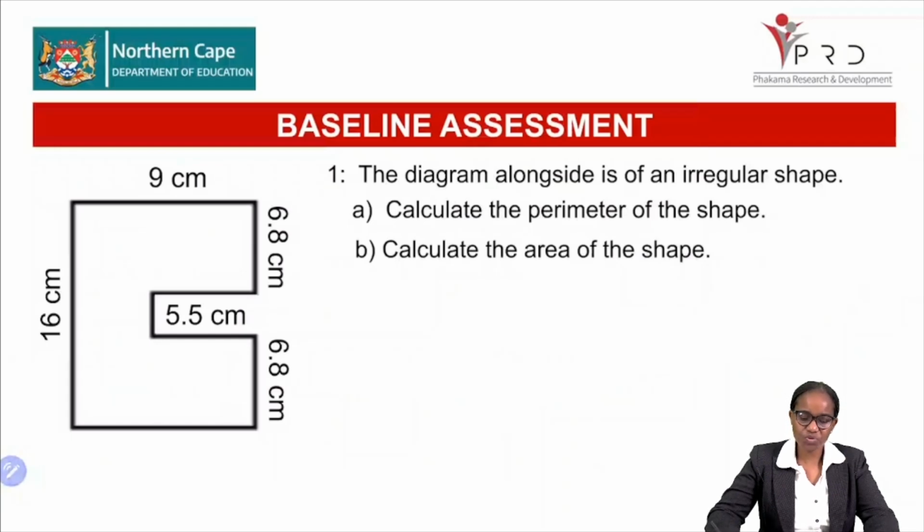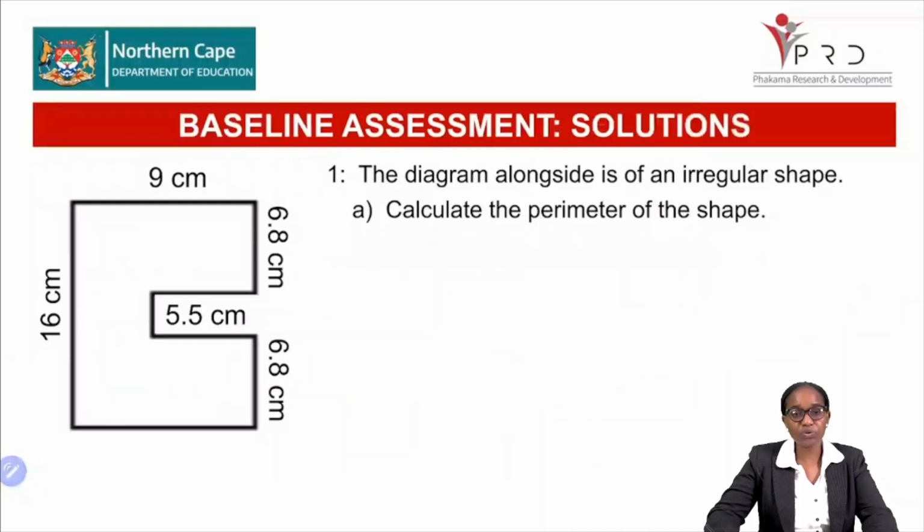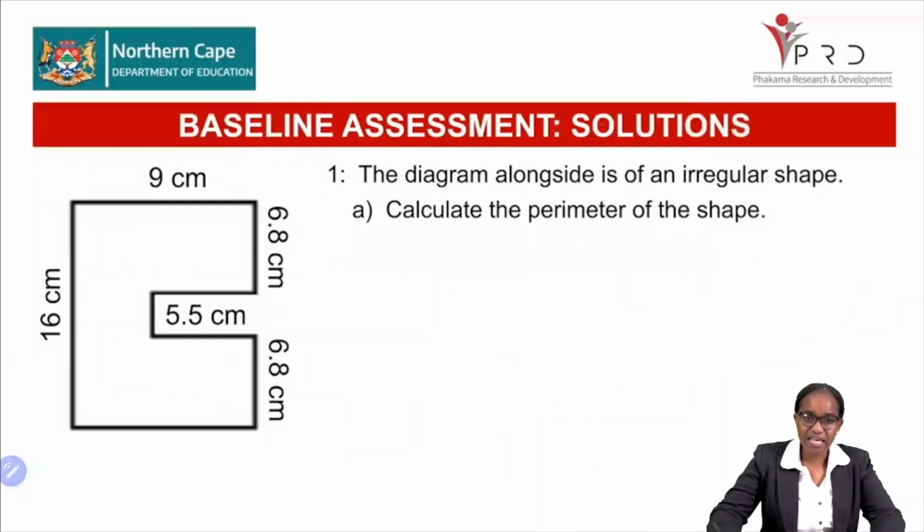Let's look at the first question. We are given a diagram of an irregular shape, and we are asked to calculate the perimeter of the shape and also calculate the area of the shape. Let's look at the perimeter. How did you calculate the perimeter? We all know that perimeter is the distance right round a shape.